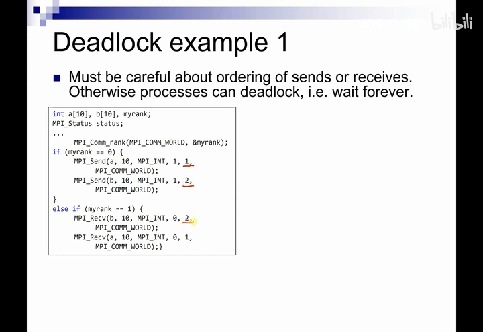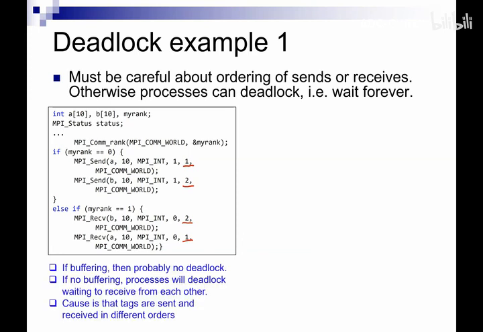And then this 2 over here is saying that this rank 1 process wants to receive a message with tag 2. And then it wants to receive a message with tag 1. Okay, so now this program can block if we don't have any buffering. The reason is that if we don't have any buffering, then when I call this send, I'm trying to send a message with tag 1, but there's no corresponding receive to get that message.